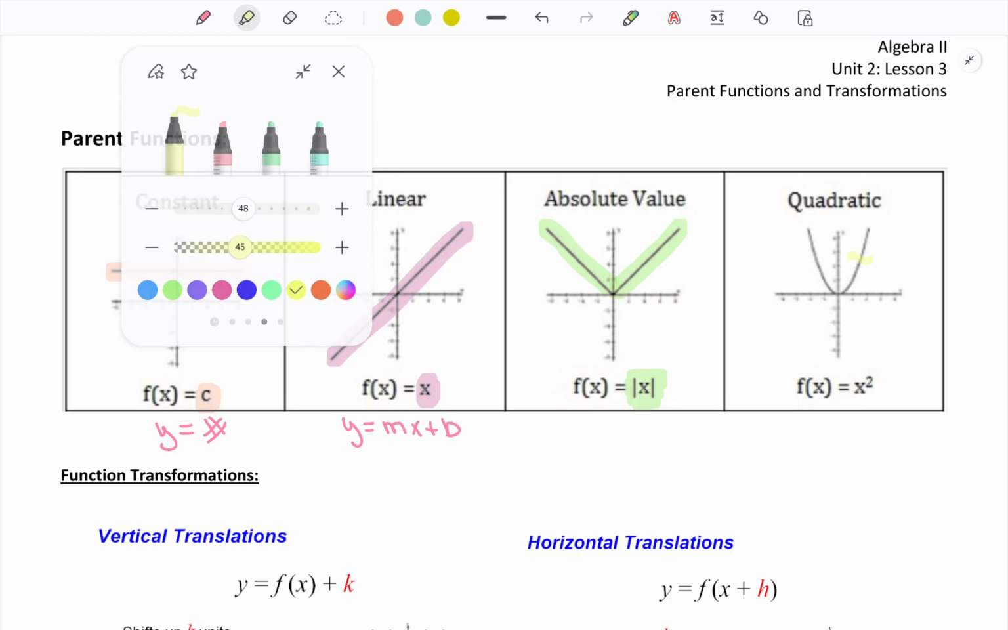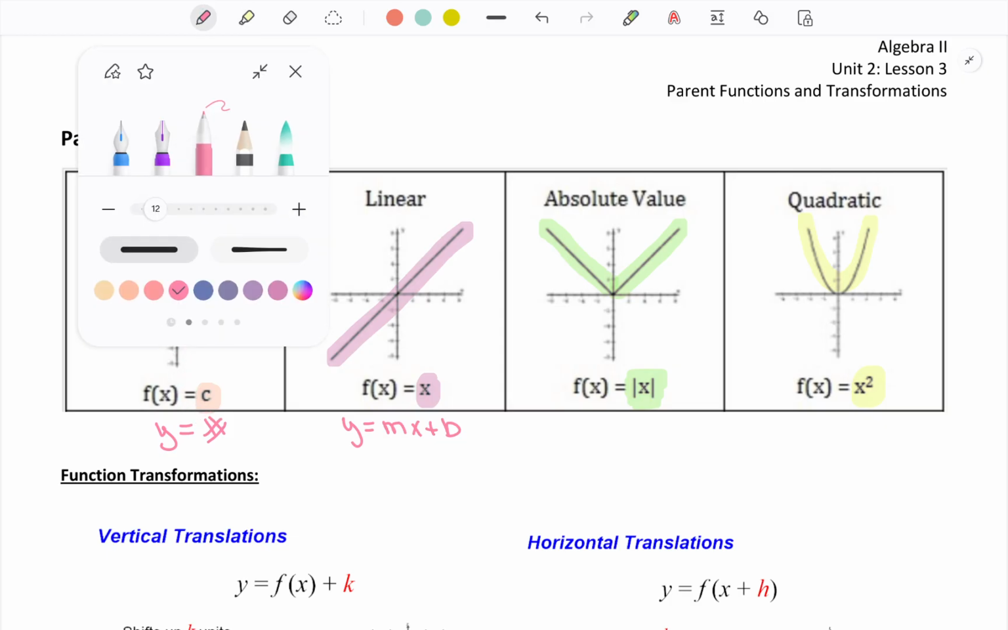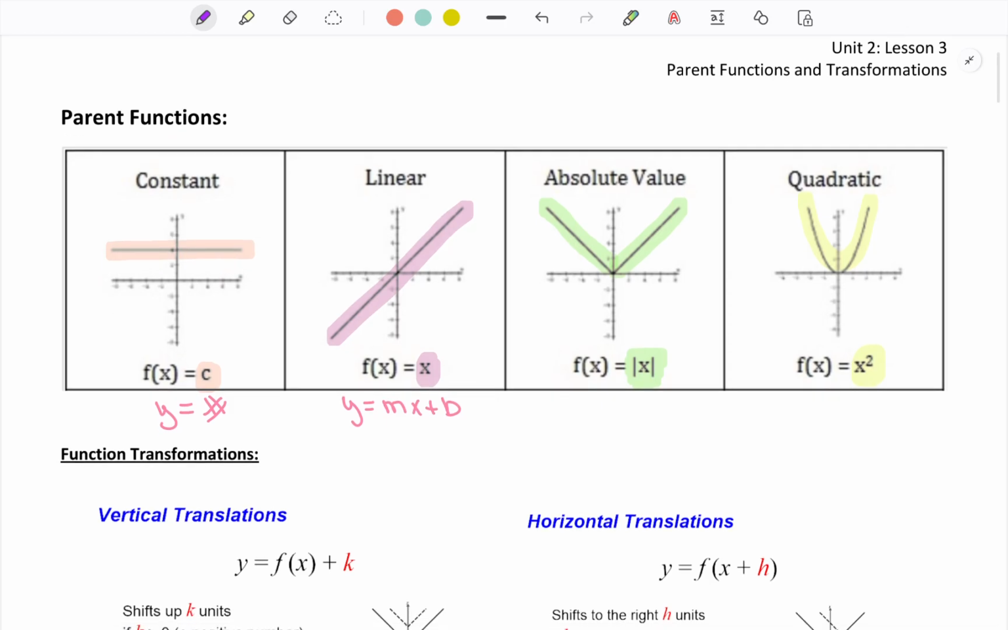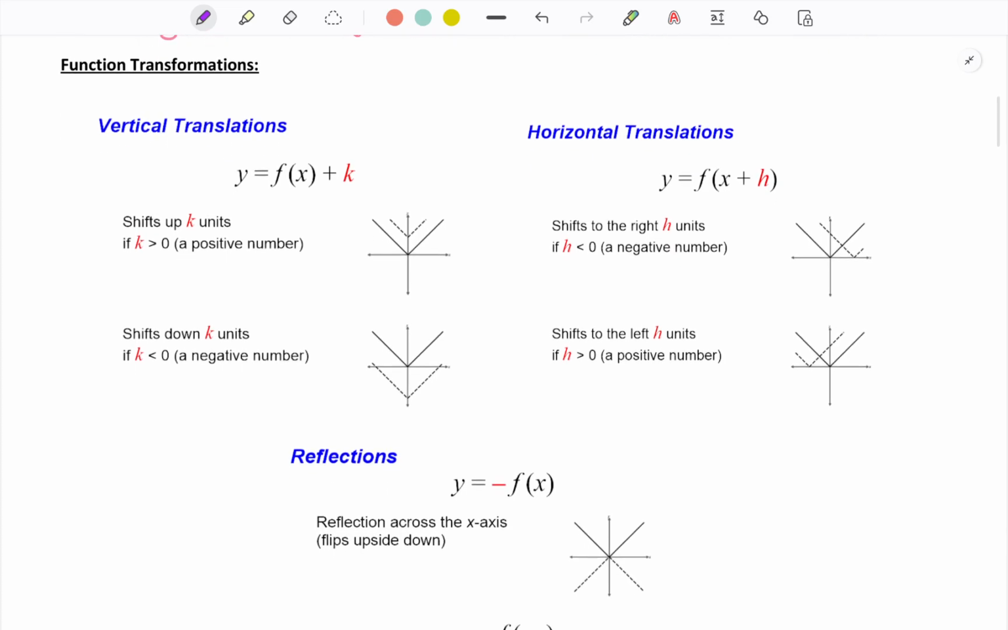And then one that you're probably not as familiar with, you probably looked at it a little bit at the end of Algebra 1, but that is the quadratic graph. In future units, we will be taking a deep dive into quadratics. But that creates a U-shaped graph, and then the parent function is x squared. So these are the four parent functions that we will be dealing with today. And so we will be using them to find function transformations.